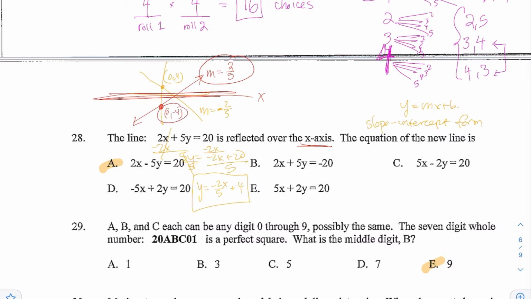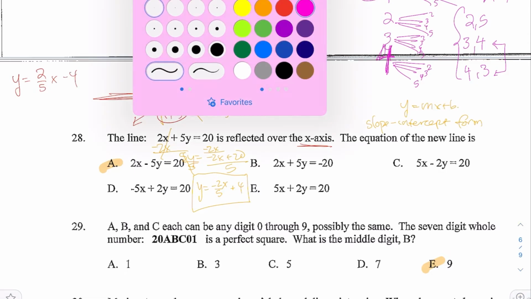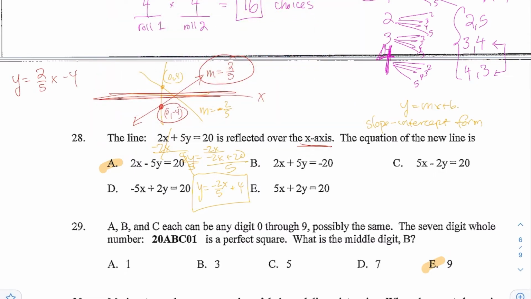And that's all the information you need to make the equation of this new line. This would be y equals 2/5 of x minus 4. Now, you don't see that as one of the choices because you have to turn this into standard form. To do that, you get rid of the denominators and move the x and y to one side. So you multiply both sides by 5. You get 5y is equal to, when you distribute, 2x minus 20.